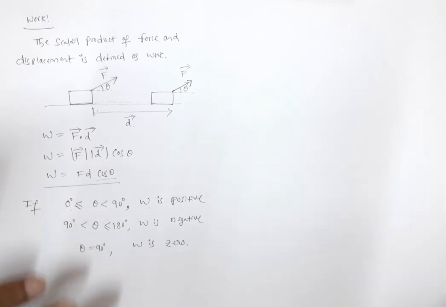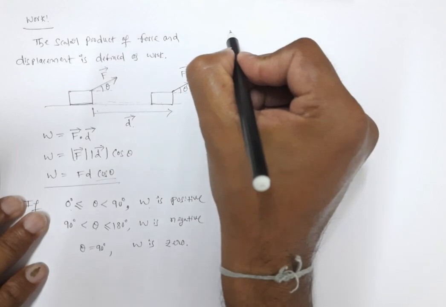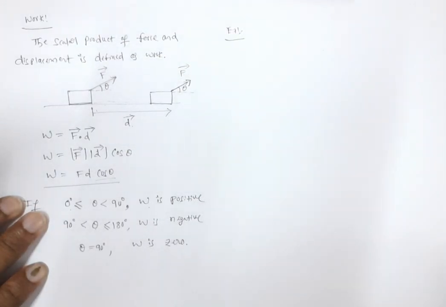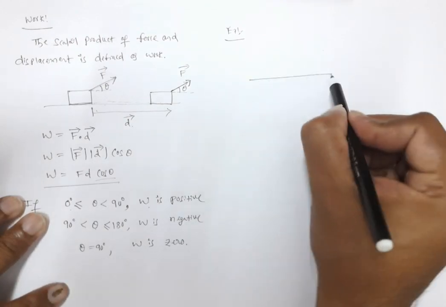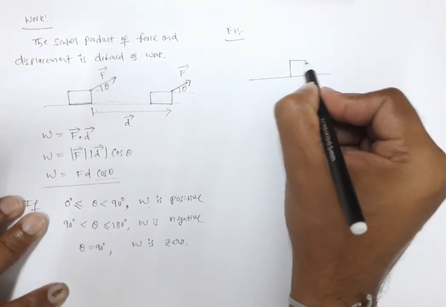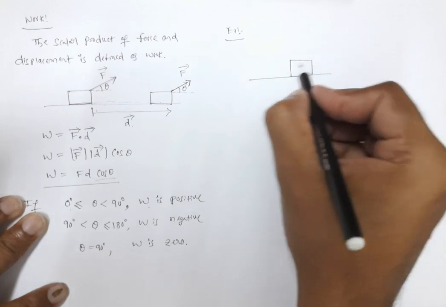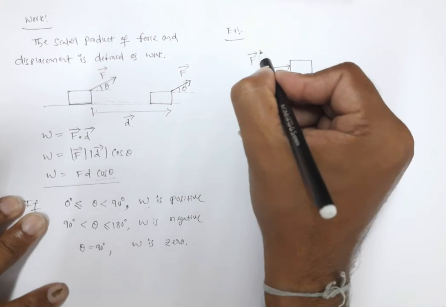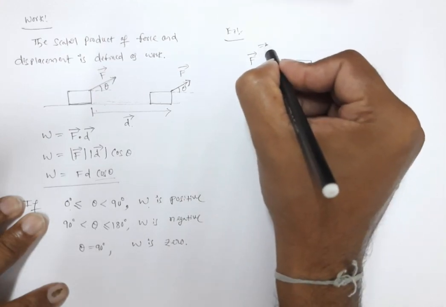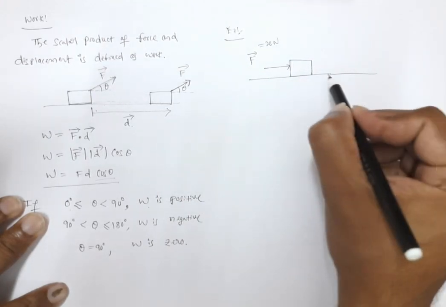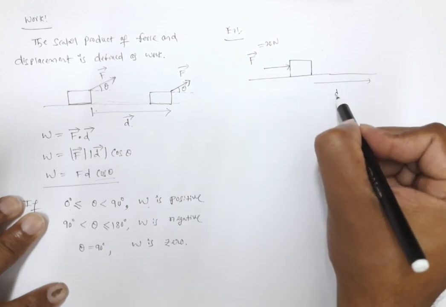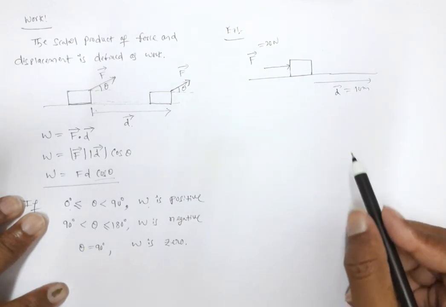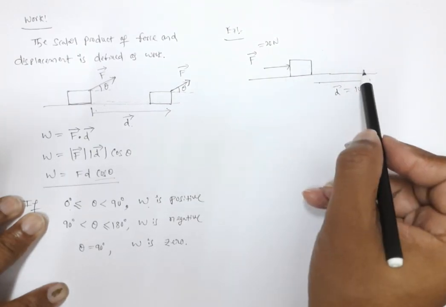Now let us see a few examples of how we calculate work done. Suppose here we have a box, and you are applying a force in the horizontal direction. Let's say the magnitude of this force is 20 newtons, and you are moving the object from here to here, and the displacement is, let's say, 10 meters. So displacement and the force both are acting in the same direction.